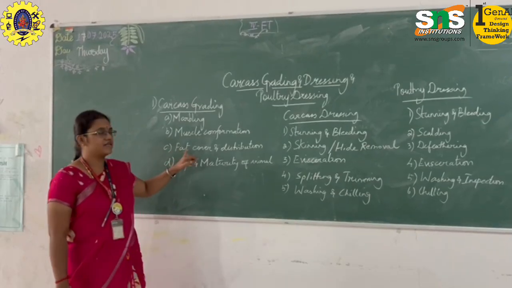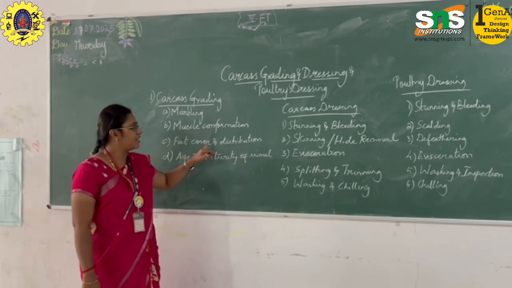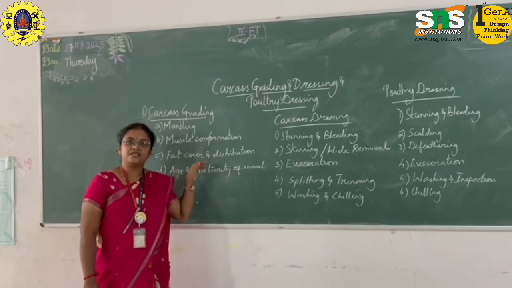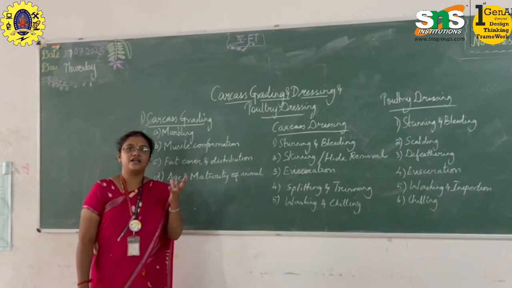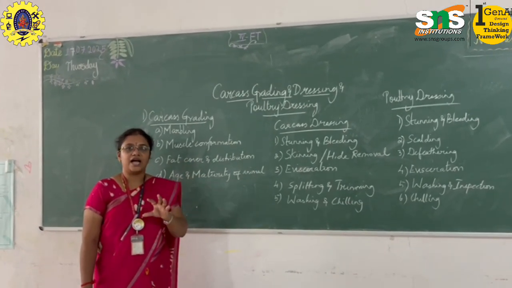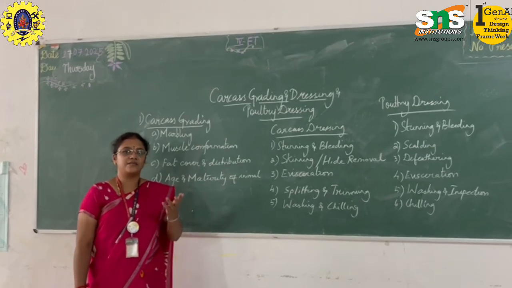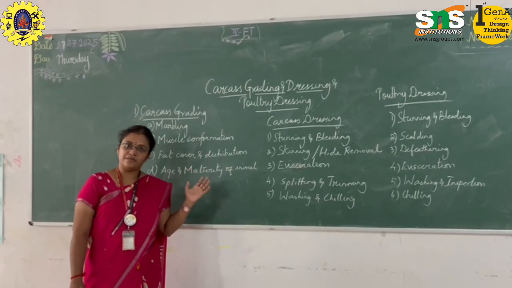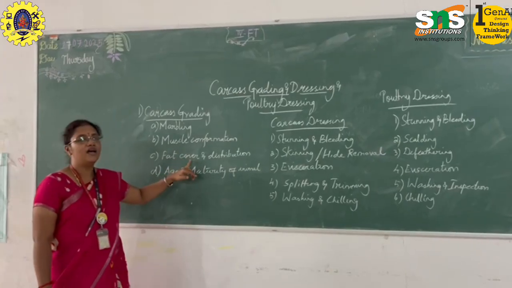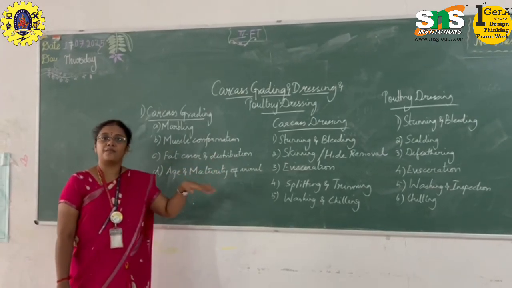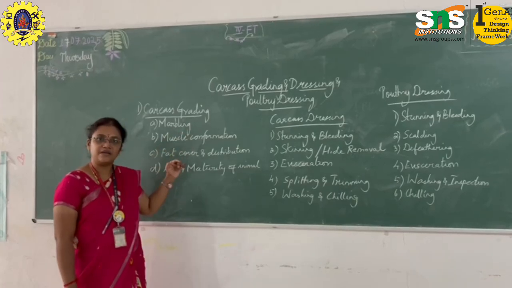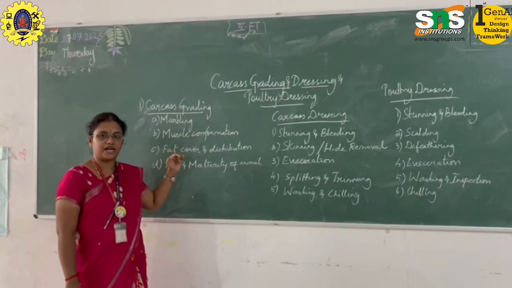The third factor is the fat cover and the distribution. As I already told, the percentage of fat deposited on the dead animal, either present in the muscle tissue or at any part of the animal, and how it is distributed among the animal also comes into account while grading the animal for the end marketing quality.